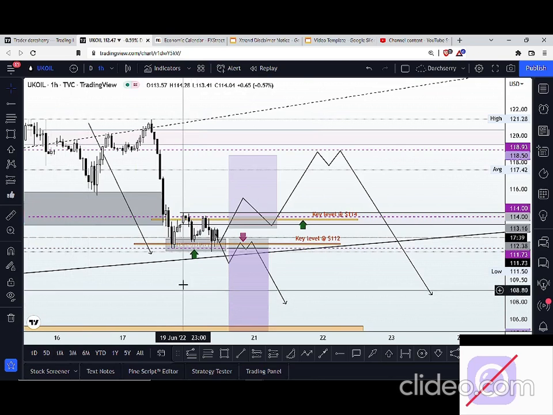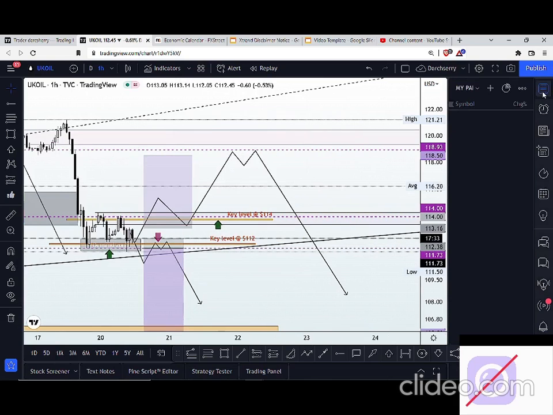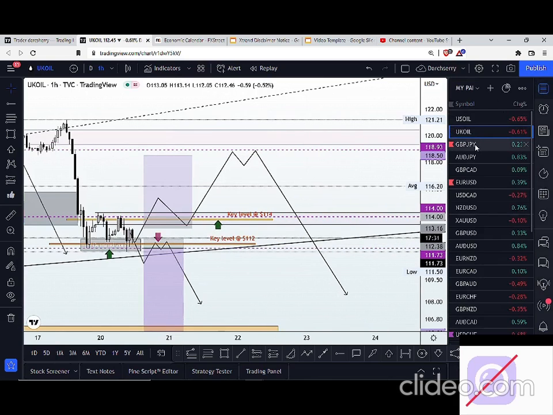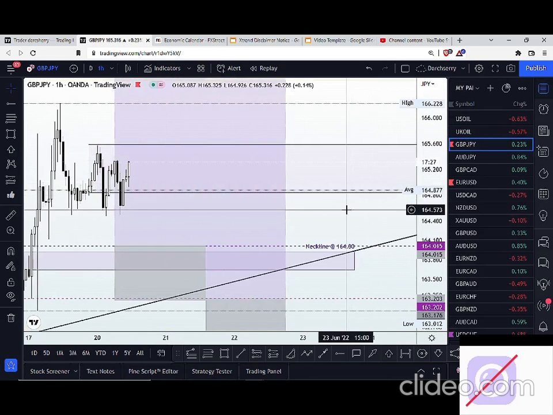Okay, so in the absence of any, let's move on to the next pair. Moving on, we have the GBP JPY. For the GBP JPY, personally, I'm looking forward to a bullish potential. No, I'm looking for a bearish momentum for the Japanese yen as we head into the new week.